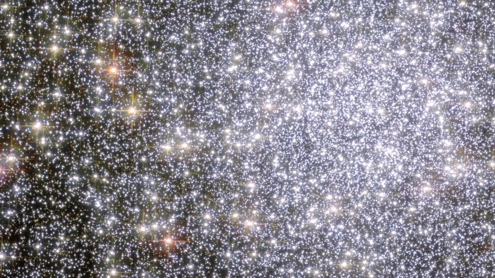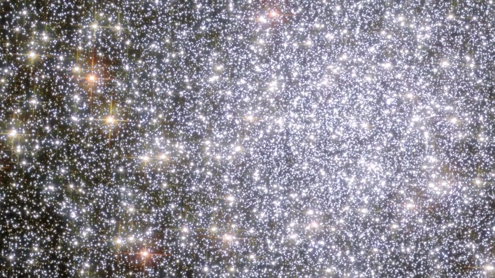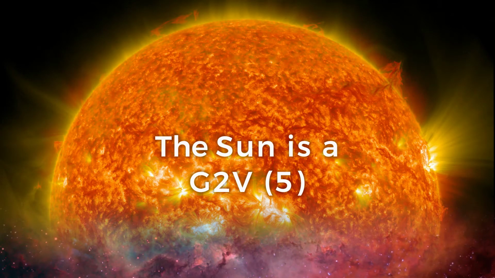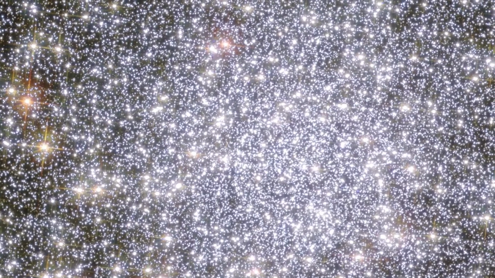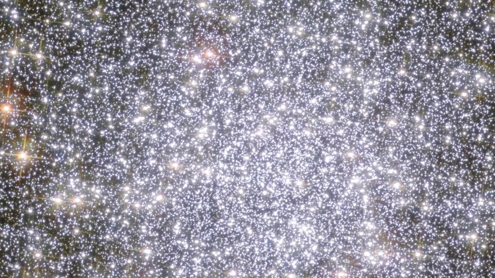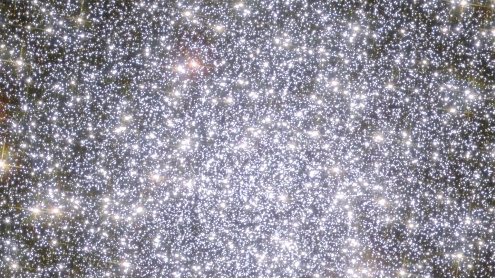So the full spectral class of our star is G2V, indicating a main sequence star with a surface temperature, as we say, of around 5,500 degrees C, 5,800 degrees K.